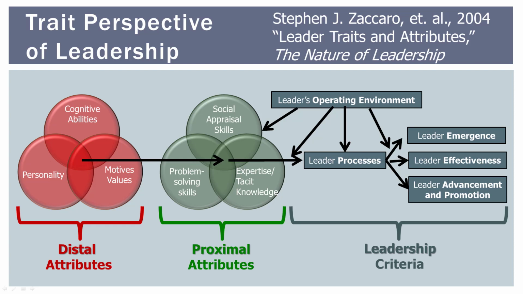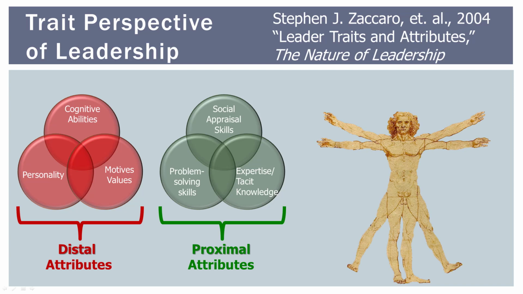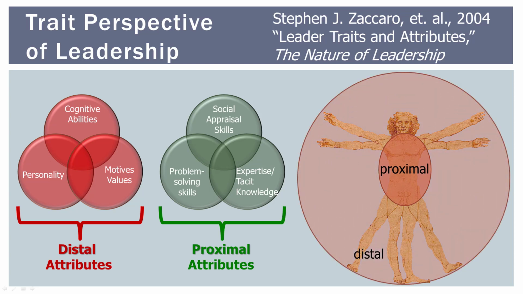His main argument is that a leader's attributes influence how the leader performs. But we'll focus on the first two sections of his model, the distal and proximal attributes. Both of these terms are related to anatomy. Proximal, think proximity, are those things that are closer to the torso, or in the case of this theory, closer to the problem at hand. Distal, think distance, are those things that are still part of the body but are further away from the torso, or further away from the problem, but still related.